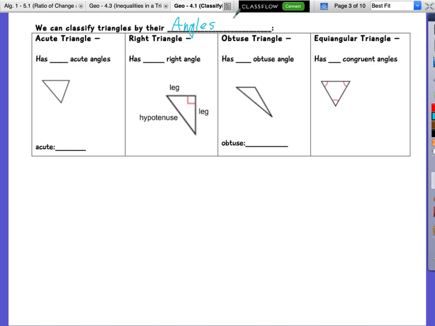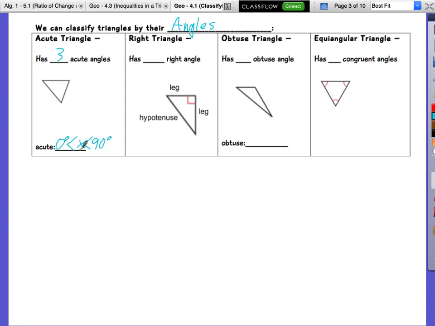An acute triangle has 3 acute angles. All the angles are acute. And as we said earlier, an acute angle is something that is greater than 0, but less than 90 degrees. So it's between 0 and 90 degrees. So we're saying x is between 0 and 90 degrees.